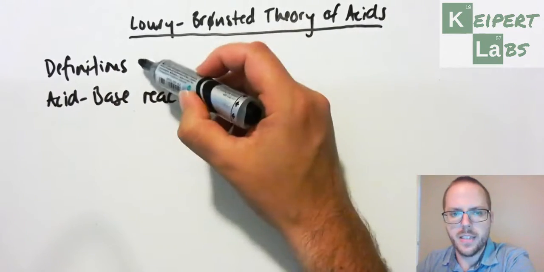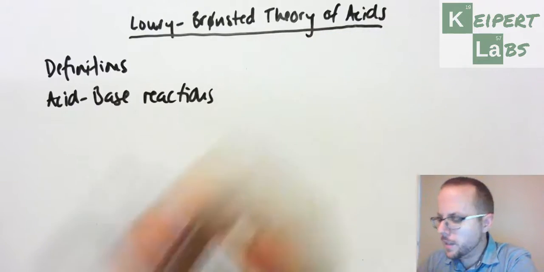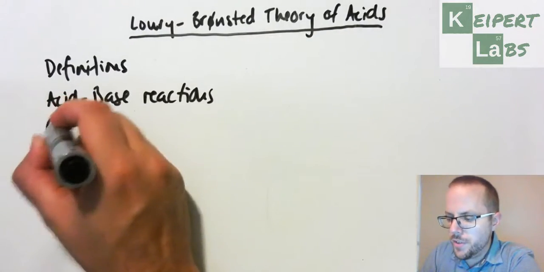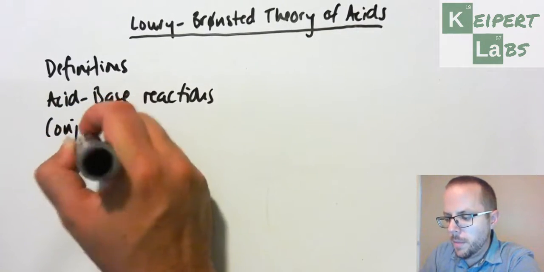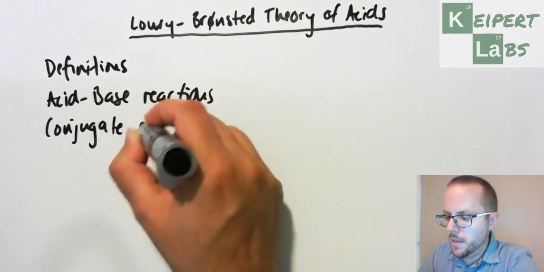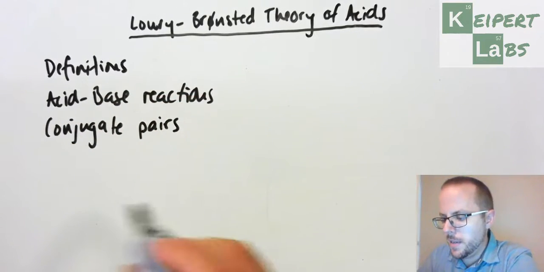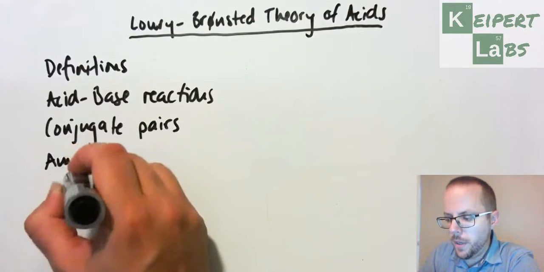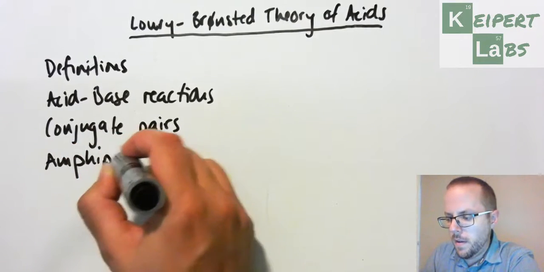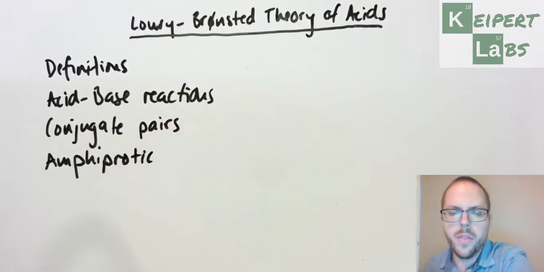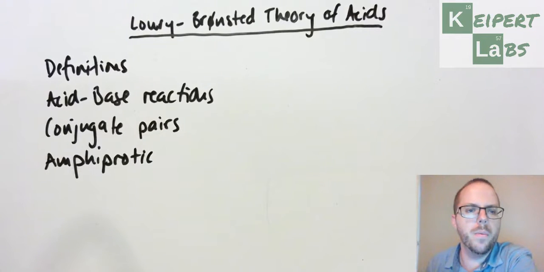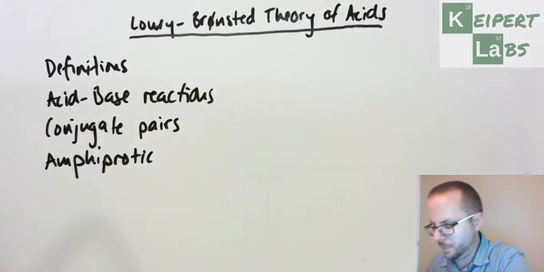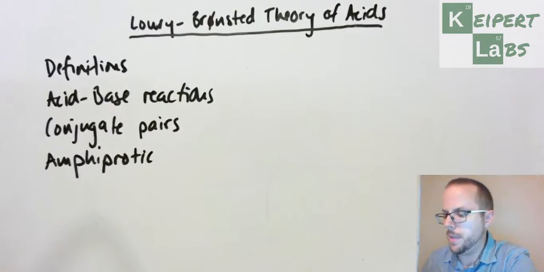So we're going to talk about what an acid and a base are. We're going to talk about how they react. Then we'll introduce this term conjugate pairs, conjugate acid-base pairs, and then we're going to look at this idea that some substances we give the name amphiprotic. Okay, so let's start off with some definitions.